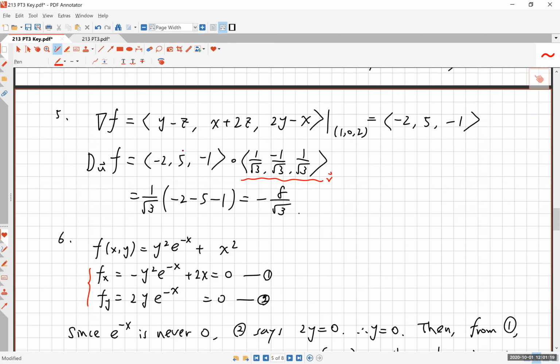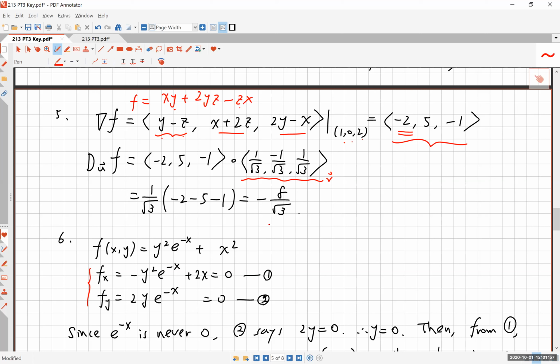Number 5, going back there. Take the gradient, and you will see, because f is xy plus 2yz minus zx, the partial with respect to x is y minus z, and with respect to y is this, and with respect to z is this. It's easy. Plug in (1, 0, 2) and you will get, for instance, here, 0 minus 2, so that's negative 2, and so on. Evaluate your gradient at this point (1, 0, 2), and you dot that with the given vector v.